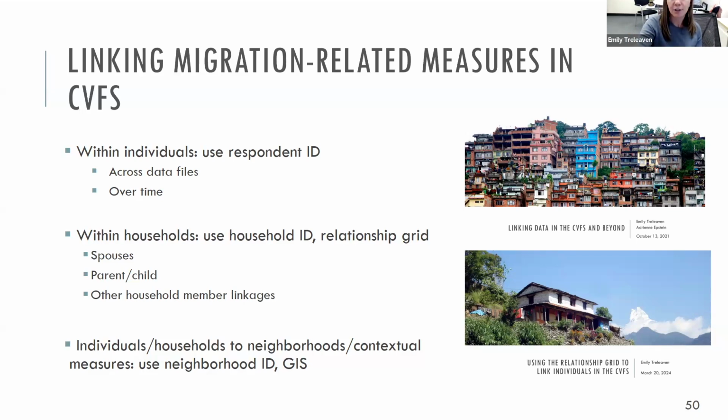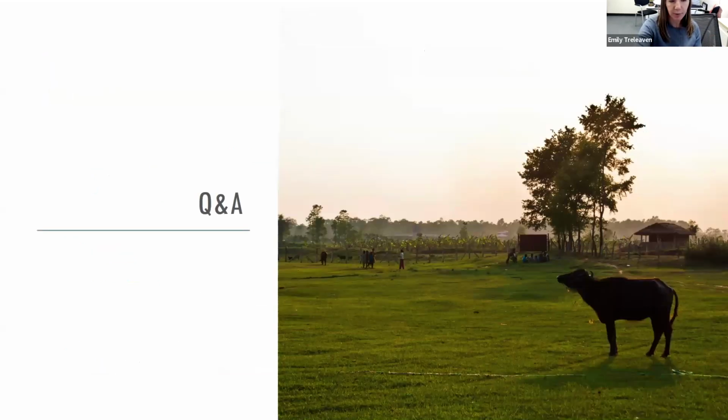And then finally, a user with access to the GIS locations of neighborhoods could also link to external data with GIS measures. That might be climate data, for example, or other contextual measures. I want to point viewers who are interested in that to Adrian's section of the data linkage webinar in October 2021. She gave a great overview of how to link CVFS data to other external data sources using GIS measures. So I will end there and we can open it up for questions. Thank you, everyone.